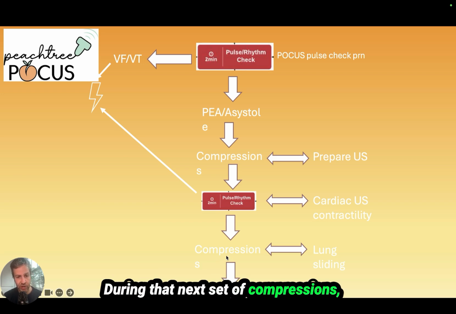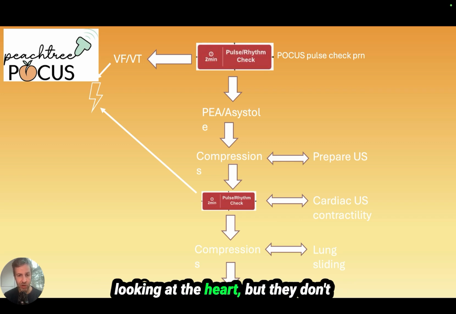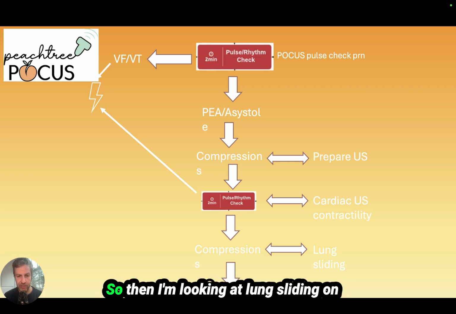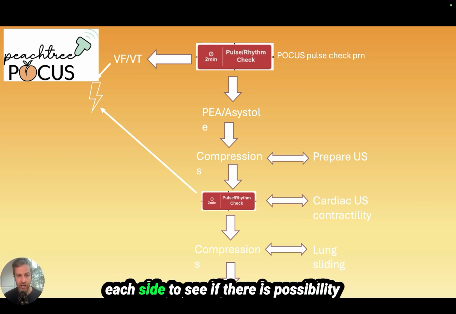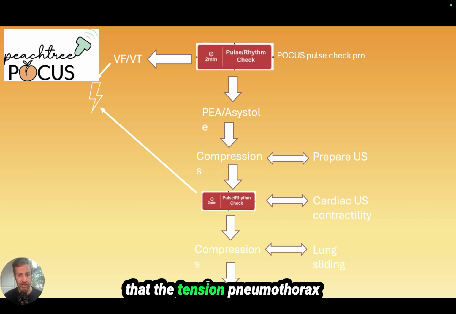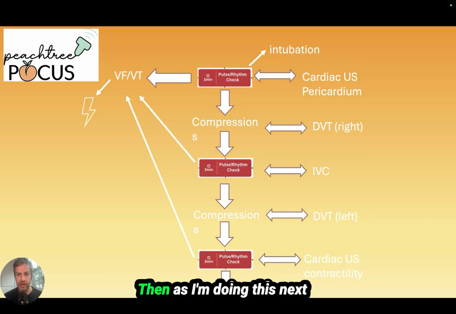During that next set of compressions, I'm looking for lung sliding, because the chest compressions prevent me from looking at the heart, but they don't prevent me from looking at the lungs. So I'm looking at lung sliding on each side to see if a tension pneumothorax might be causing the cardiac arrest. All right. Then as I'm doing this next pulse check, you'll intubate, if that's what you do. You can intubate at various stages. This talk is not about when to intubate, but you can certainly intubate at this stage.